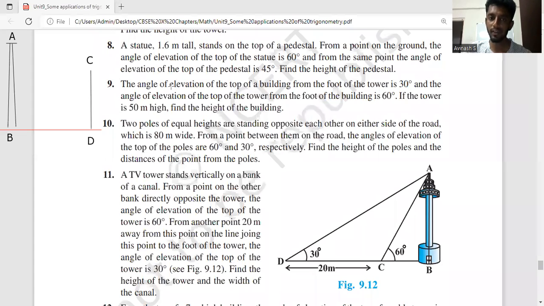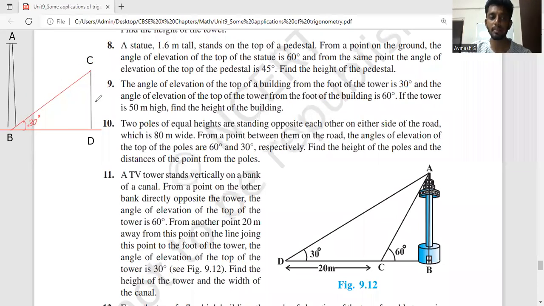Now, the angle of elevation of top of the building, which is C, from the foot of the tower. This is the foot of the tower. If you look at the diagram, this CD is the building and AB is the tower. So from the foot of the tower means this portion. From that, the angle of elevation of top of the building is given as 30 degrees. That we are marking. We need to understand what is meant by foot of the tower. Foot of the tower means the bottom portion of the tower. Top of the building means C.